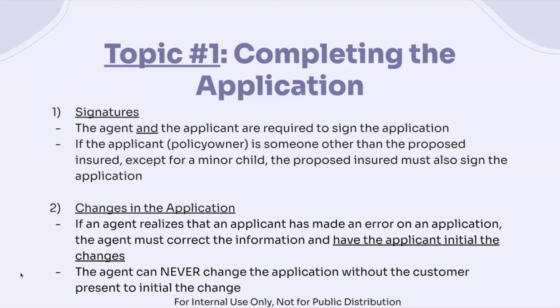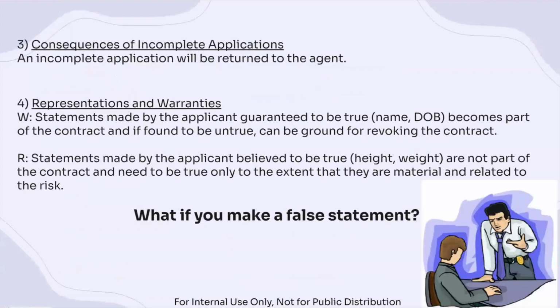Okay. So far we've talked about just the basics of signatures and changing applications. Now let's go into some terminology. Especially with life insurance, you really want to be familiar with that. Number three is the consequences of an incomplete application. If it's incomplete, it's going to be returned to the agent. But in most cases nowadays, since it's online, before you submit the application they will often flag areas that are incomplete for you to check over. But if it is incomplete, it will be returned to the agent.